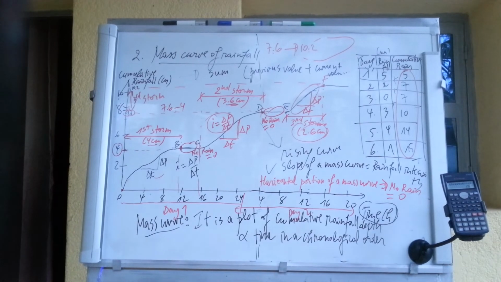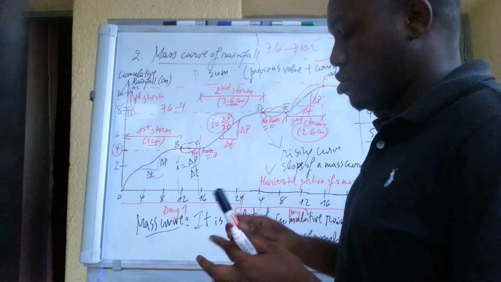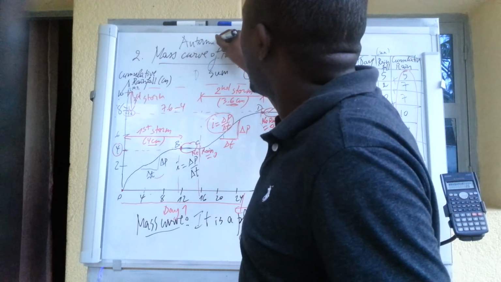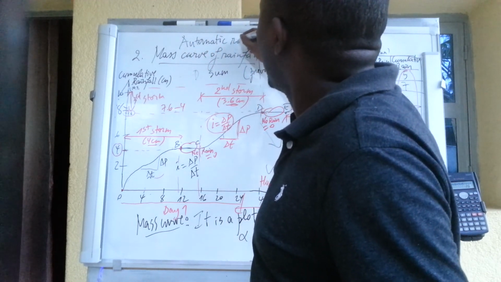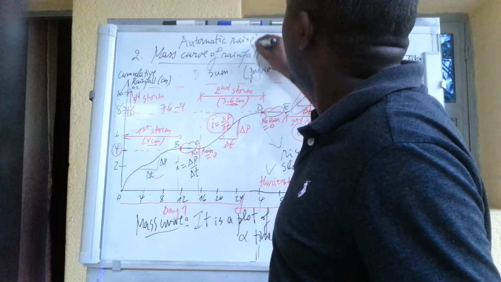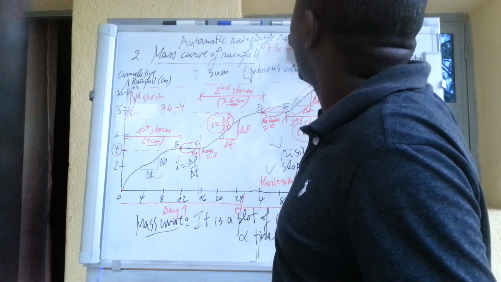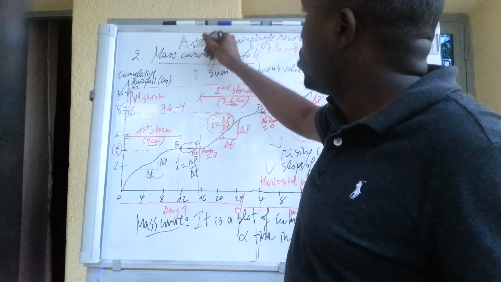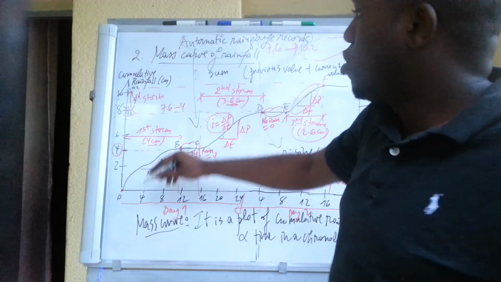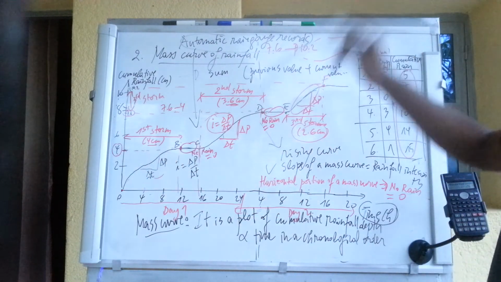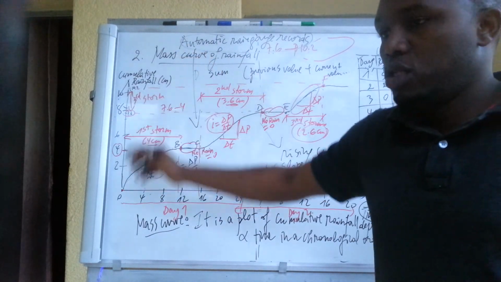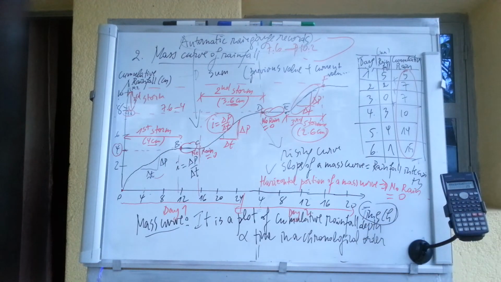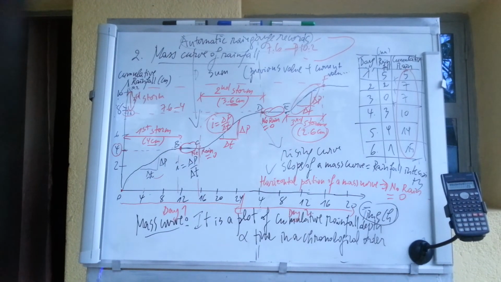But before continuing to the other method, let's say that the automatic rain gauge records are of this type as well. The automatic rain gauge, when recording, produces records that also look like a mass curve. This is what we can say about this.